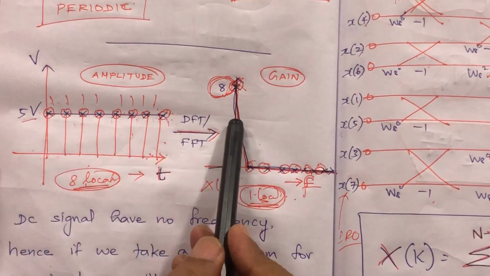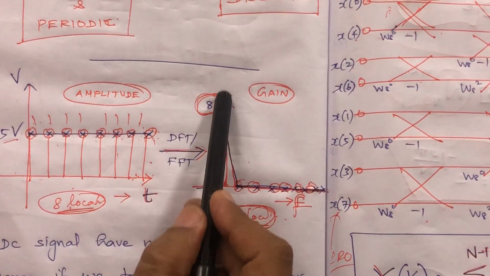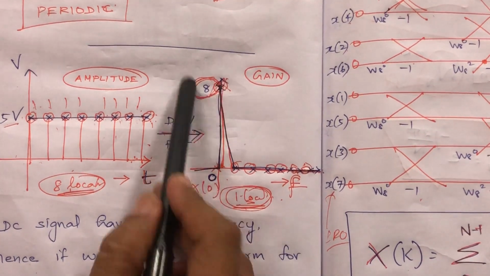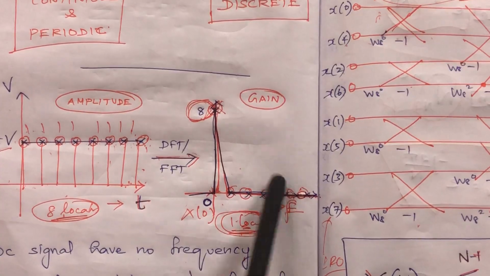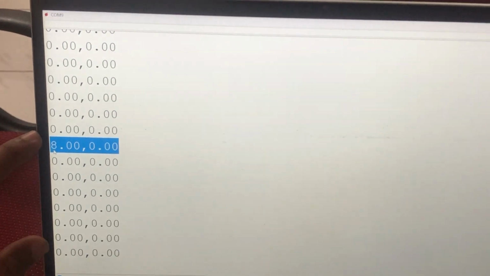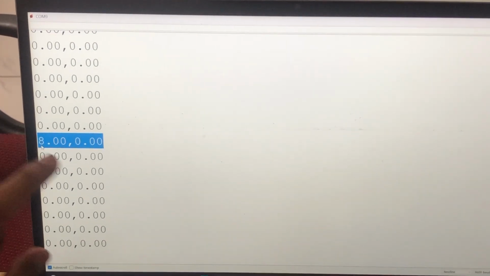And if you take a transform, the DC term is available at the 0 frequency, which is 8, followed by 7 zeros, which is the discrete Fourier transform output. That is what we are able to see here: 8 followed by 7 zeros in the real term, and obviously there is no frequency term.